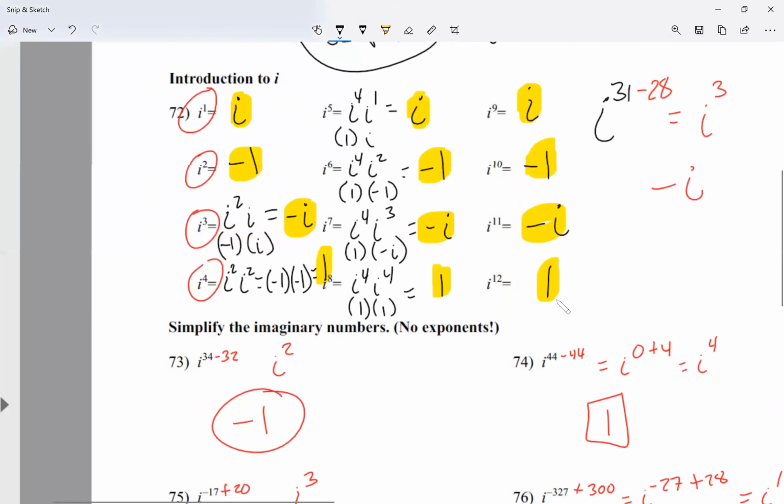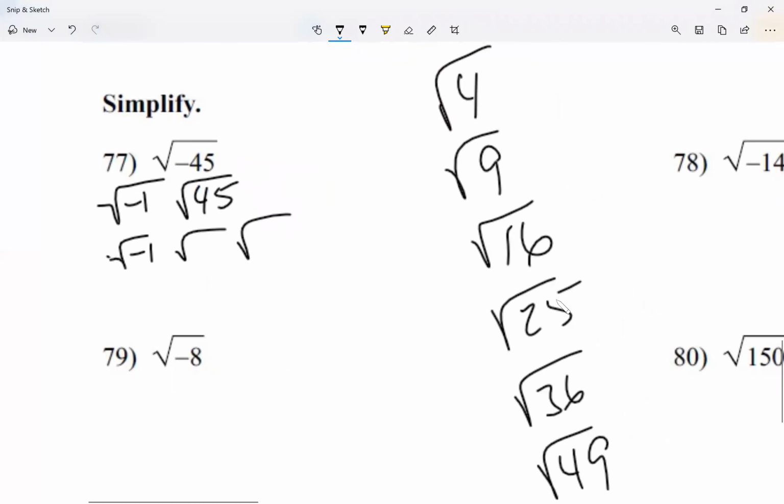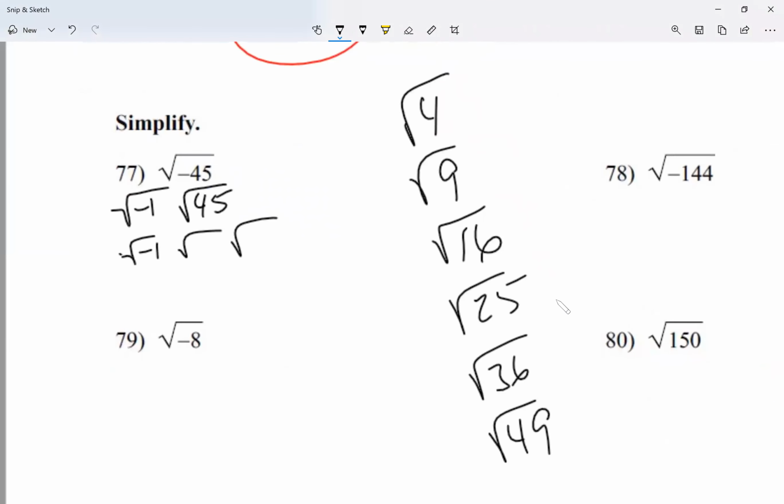Okay. So that's why I wanted to do that. I know the square root of negative 1. Now 45, I can split it even more. So let me say that I have the square root of negative 1, but the square root of 45, I'm going to split it as 2 radicals. I'm going to think of 2 numbers that multiplied are equal to 45, but one of my numbers has to be a perfect square.